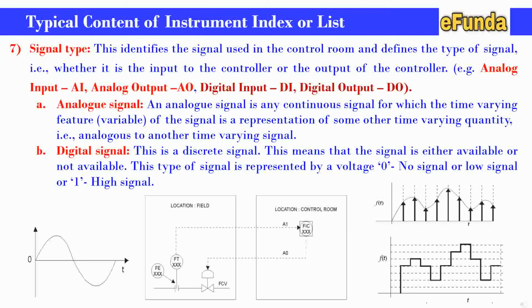Digital signal, this is a discrete signal. This means that the signal is either available or not available. This type of signal is represented by a voltage 0, no signal, or a low signal. One is the high signal. One can see in the signal below where the digital signal is shown, where a time varying step signal is shown. This is how the signal types are indicated, that is analog signal and digital signal, to represent the signal continuity from field to control room and further from control room to the field for control action.